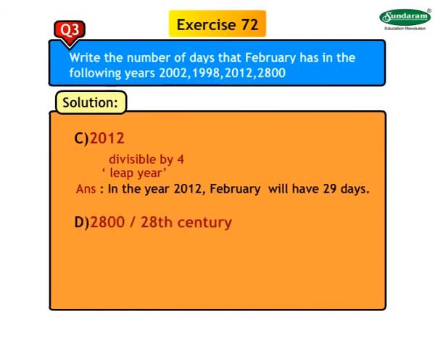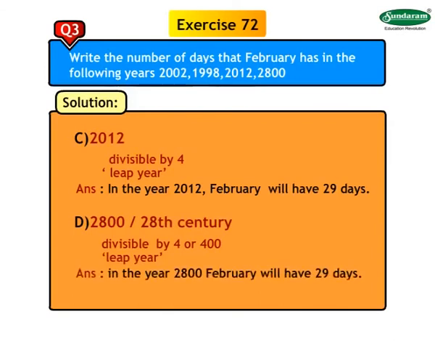D. 2800 means the 28th century. So, we will divide this century year first by 4 and then by 400. 2800 is divisible by both 4 as well as 400. Hence, it is a leap year. Hence, in the year 2800, February will have 29 days.